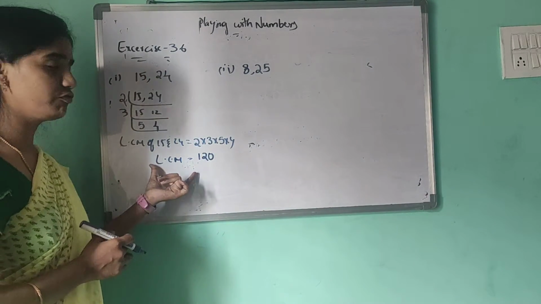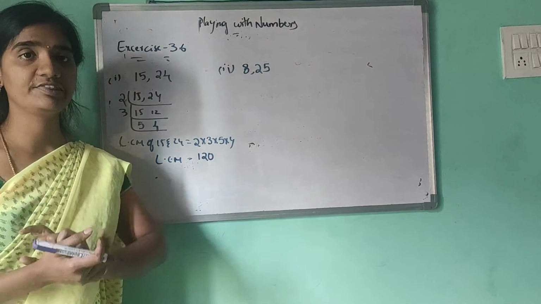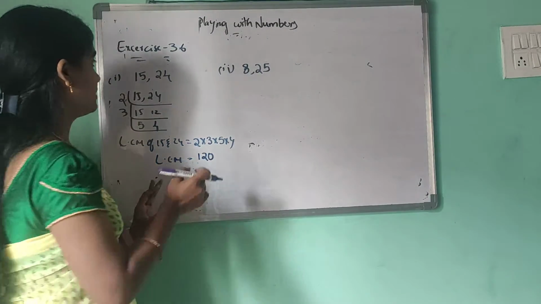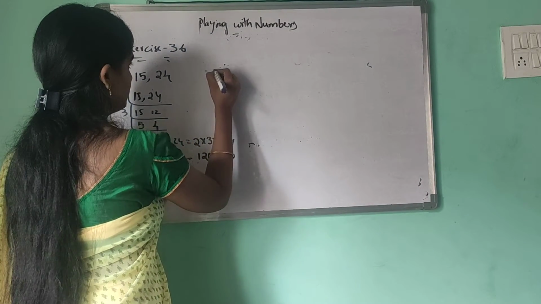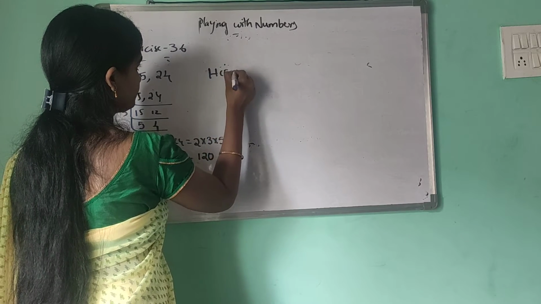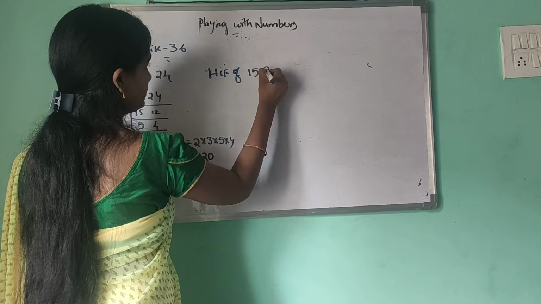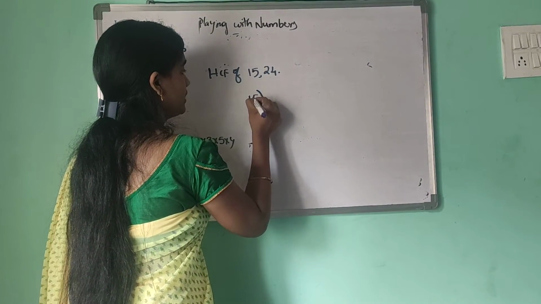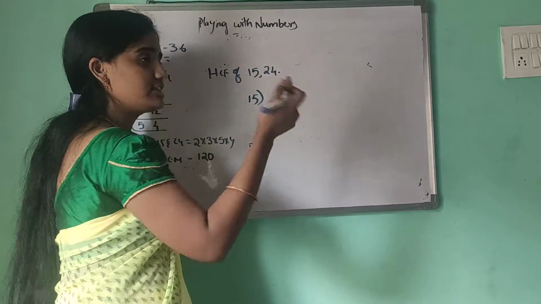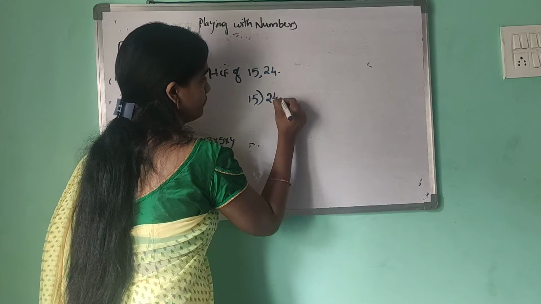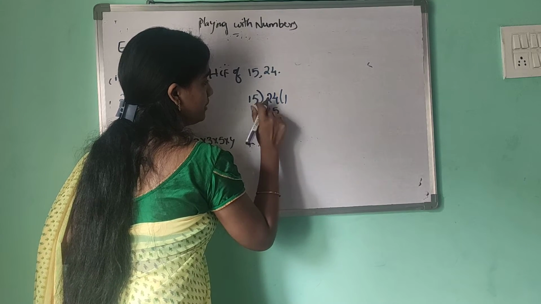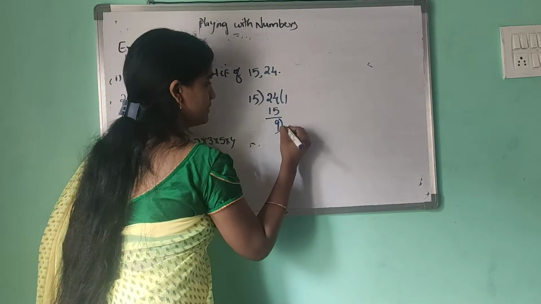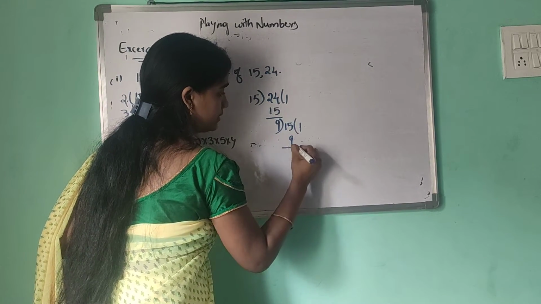We have found the LCM, and next the HCF. How to find the HCF? By using the division method, it is easy for you. The HCF of 15 and 24: which is the smallest number as the divisor? The highest number is divided by the smallest number. So 24, 1 15 is 15. Remainder is 24 minus 15, 9. And the remainder 9 divides the divisor 15. 1 9 is 9, remainder 6.